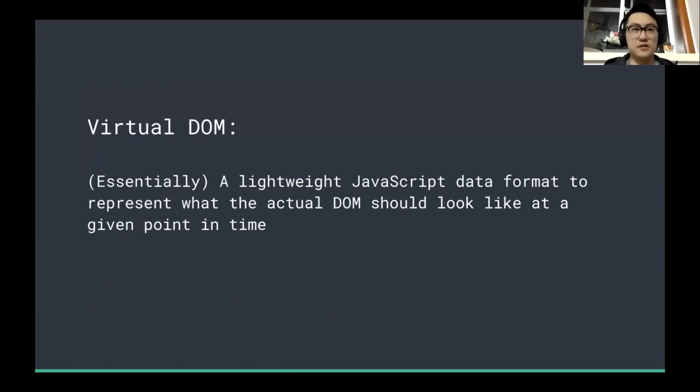So to sum up, virtual DOM is essentially a lightweight JavaScript data format to represent what the actual DOM should look like at a given point in time. The key here is at a given point in time, because whenever something changes, we will create a new copy of it. It's essentially immutable. And this characteristic means it needs to be very cheap to create. So we cannot actually do this with the actual DOM. We can only do this with the virtual DOM, right?